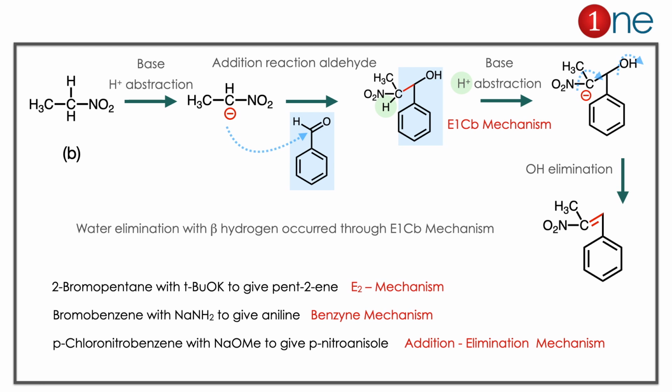Let us look at the other choices. 2-bromopentane with tertiary butoxide will obviously go through the E2 mechanism. And bromobenzene with sodamide: whenever you see sodamide with an aryl bromide, you might think of the benzyne mechanism. The third one is para-chloronitrobenzene with sodium methoxide. It will normally undergo the addition-elimination mechanism. The nitro group and chlorine group provide the electron-deficient site for the substitution reaction, so it will go through the addition-elimination mechanism. Here the concept you have to learn is that beta hydrogen elimination after nucleophilic addition to a carbonyl always goes through the E1CB mechanism.